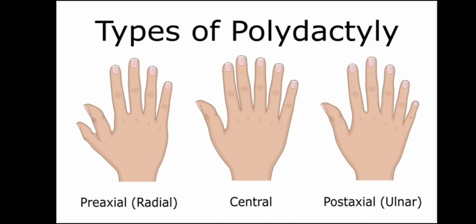Types of polydactyly are preaxial, that is radial, central, and postaxial, that is ulnar. So here the extra one is radial. Here it is central. And here it is ulnar.